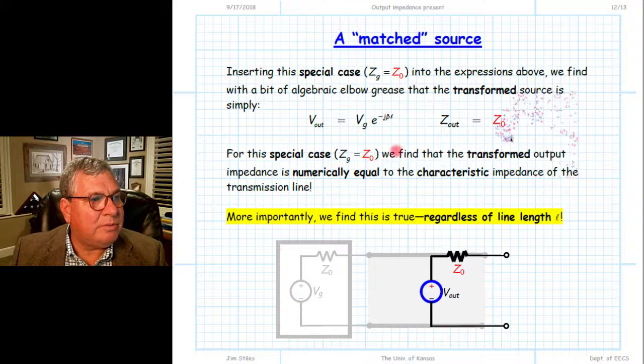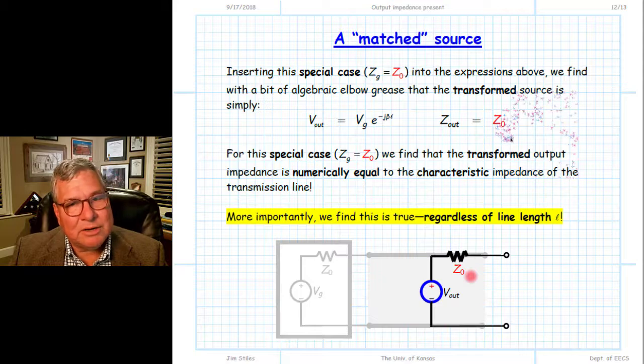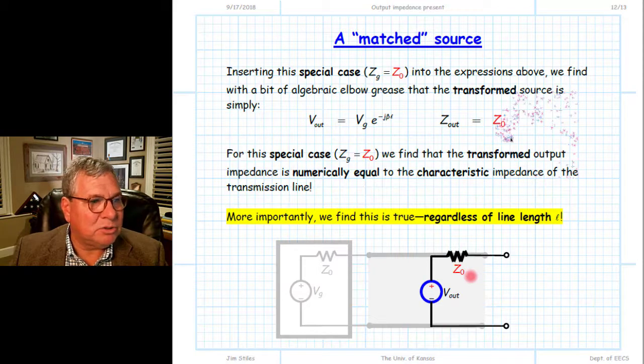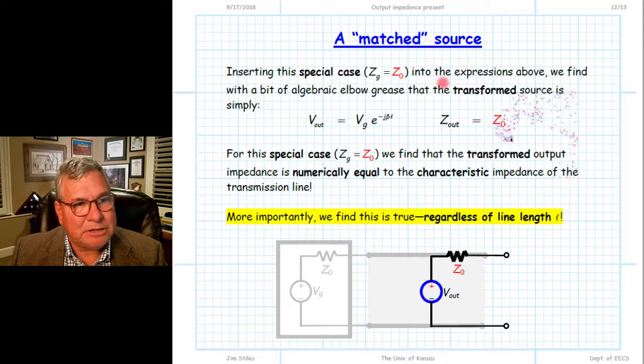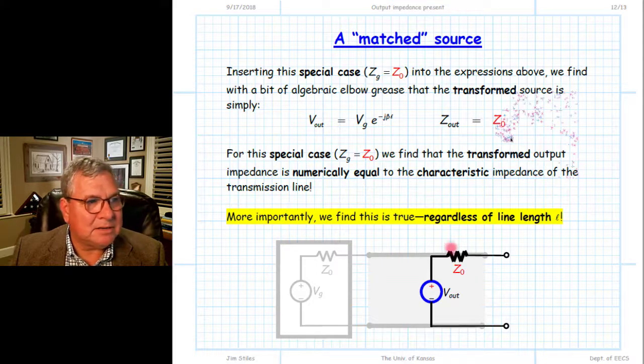So when we have a matched source, this very special case, the transformed source is very much related to the original source. It has a source impedance numerically equal to Z0. The most important thing about this is that it is all true regardless of line length. The transformation is the same regardless of the transmission line length. More specifically, the output impedance Z out will be equal to Z0 regardless of the transmission line length.